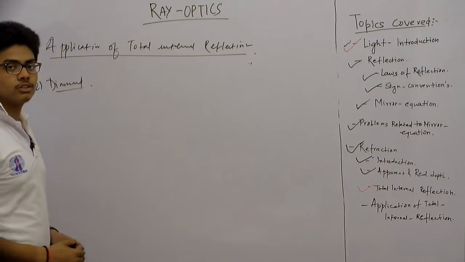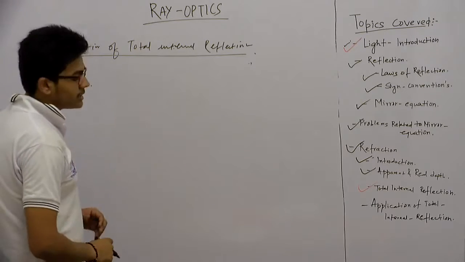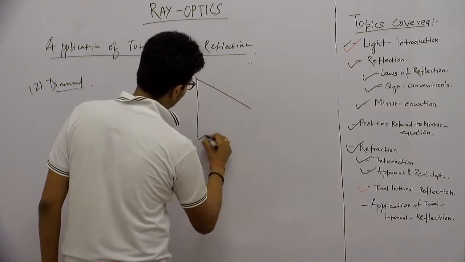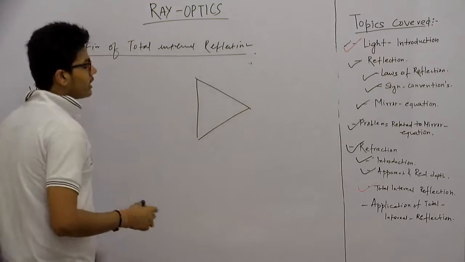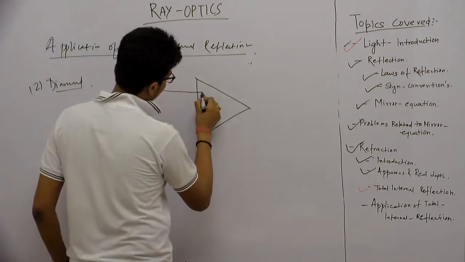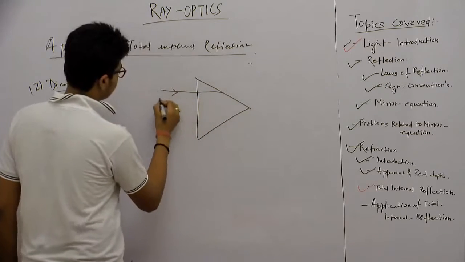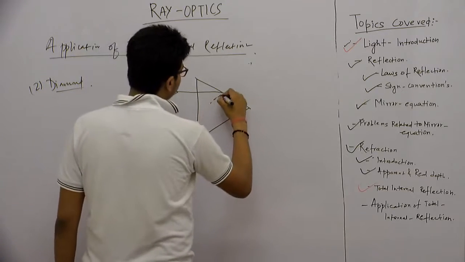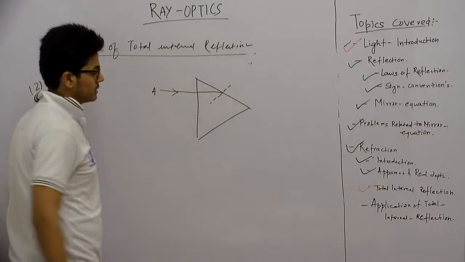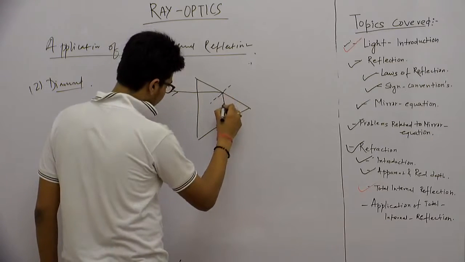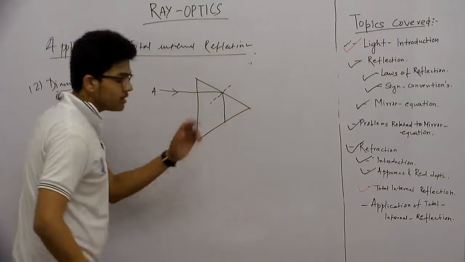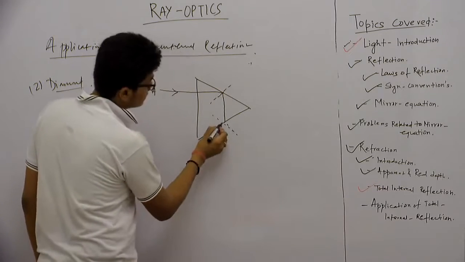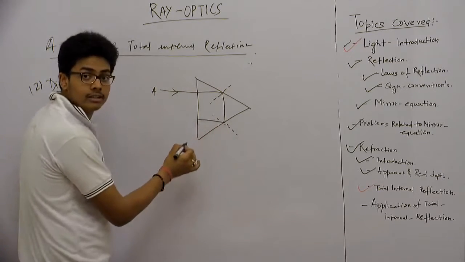Another application of total internal reflection may be considered a diamond. Suppose this is the shape of a diamond. When a ray of light, suppose ray A, is traveling from denser medium to rarer medium, it follows the law of reflection and is bent back in this direction. Here the surface is struck and the law of reflection takes place and it gives a total internal reflection.